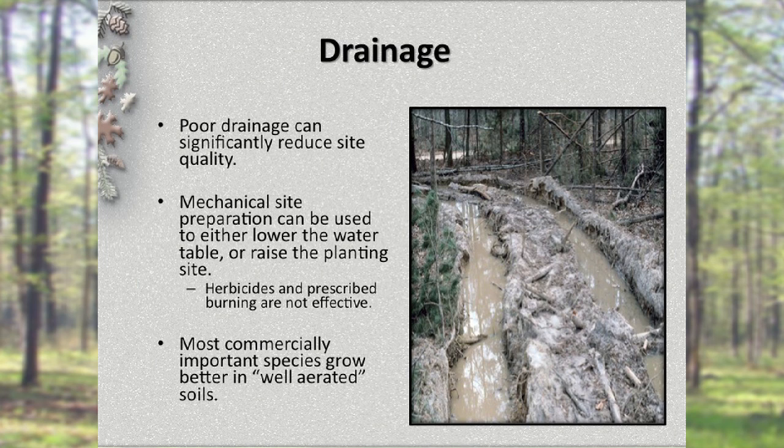You know, the roots need air in order to take in water and nutrients and other things. If they're saturated or in conditions like we see here in this picture, it's going to be hard to grow anything of any real commercial value. To improve or alter the drainage, the only thing you can really do is use some mechanical site preparation techniques to either raise or lower the water table or raise the planting site. Herbicides and prescribed burning, which we'll also discuss here today, are not effective at all in altering the drainage.